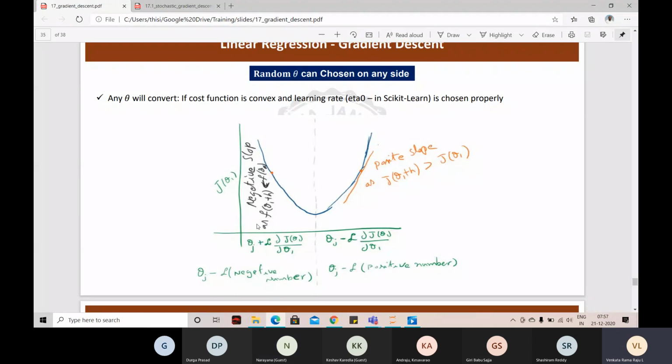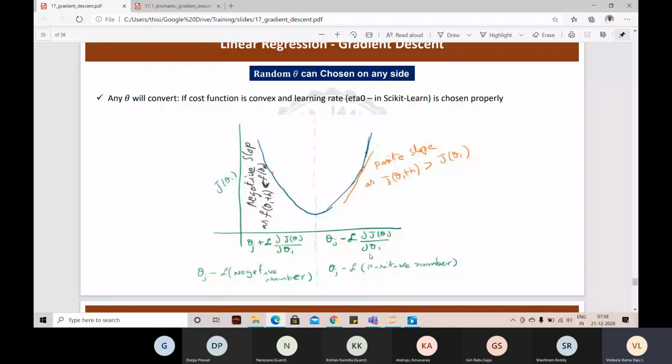I'm making a statement: even if the theta is on the left side or right side, the same formula works to find the best theta. What is the gradient descent solver's formula? Theta is equal to theta minus alpha into the derivative of the cost function with respect to theta, right? That formula will work even when your randomly chosen theta is on the left side or the right side.